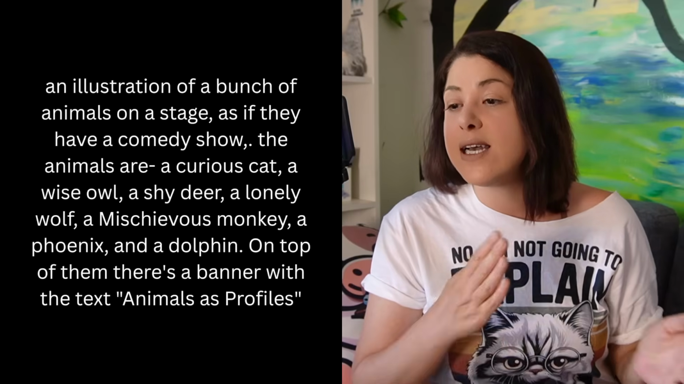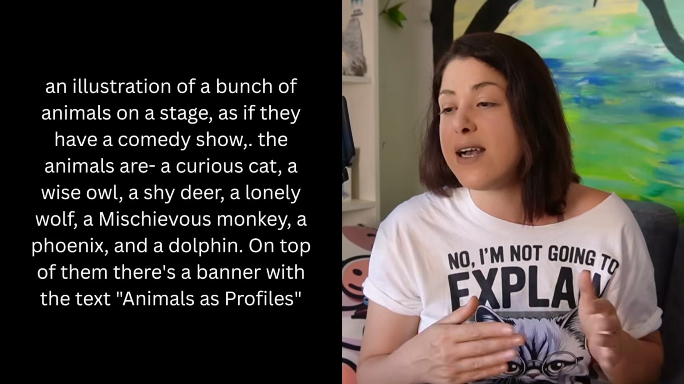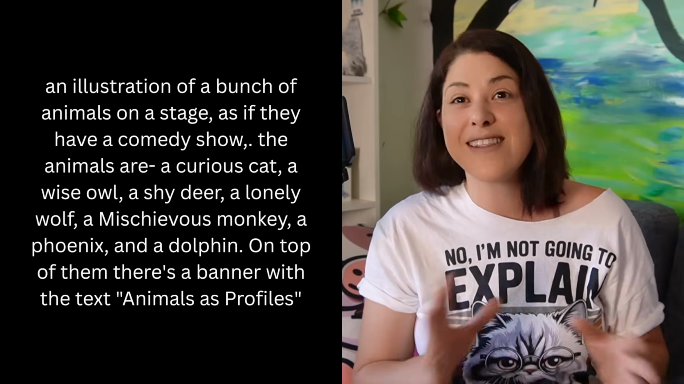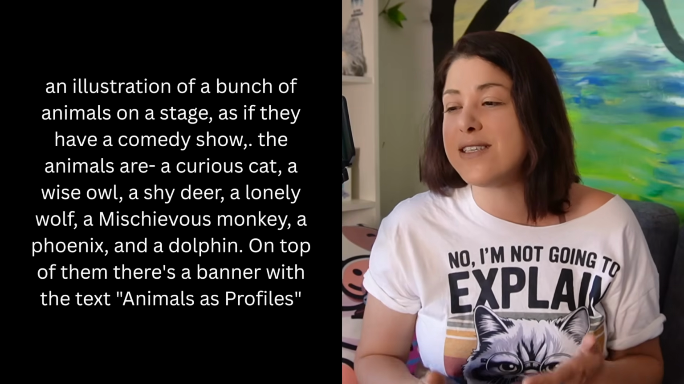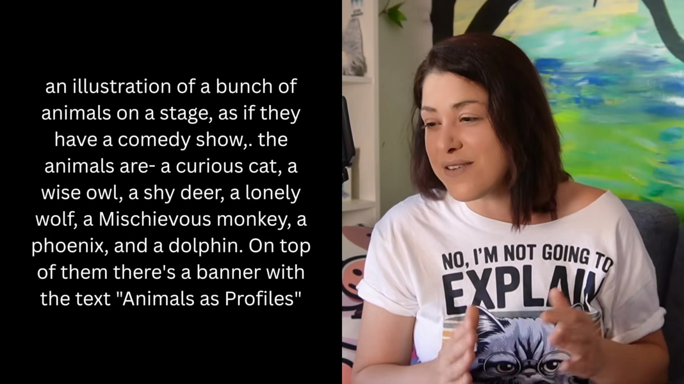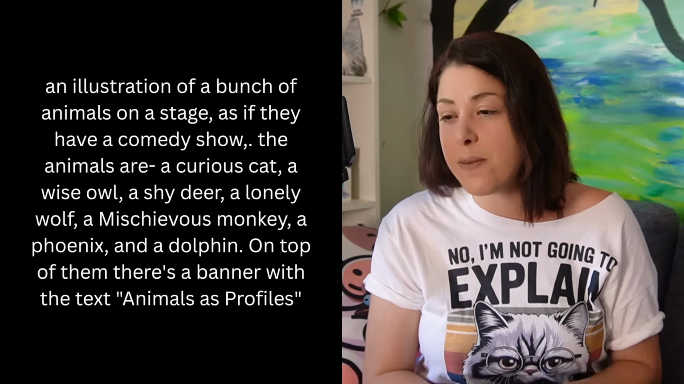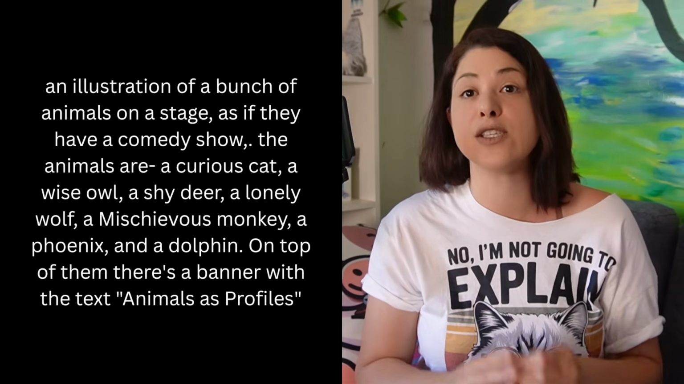So for example, for another post that talks about the human design profiles as animal types, I wrote an illustration of a bunch of animals on a stage as if they have a comedy show. That one was a little bit interesting. I feel like the prompting is the most important thing in this video. The animals are a curious cat, a wise owl, a shy deer, a lonely wolf, a mischief monkey, a phoenix, and a dolphin. On the top of them, there's a banner with the text animals as profiles.